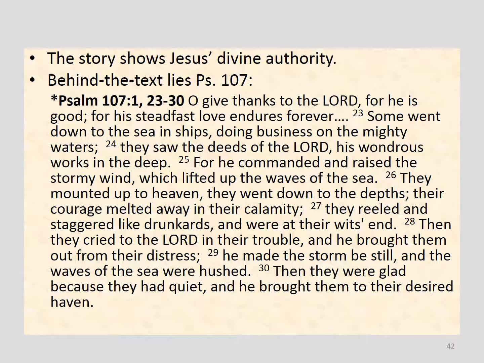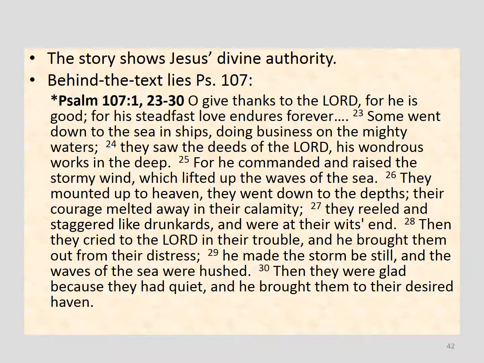They mounted up to heaven. They went down to the depths. Their courage melted away in their calamity. They reeled and staggered like drunkards and were at their wits' end. Then they cried to the Lord in their trouble, and he brought them out from their distress. He made the storm be still, and the waves of the sea were hushed. Then they were glad because they had quiet, and he brought them to their desired haven."